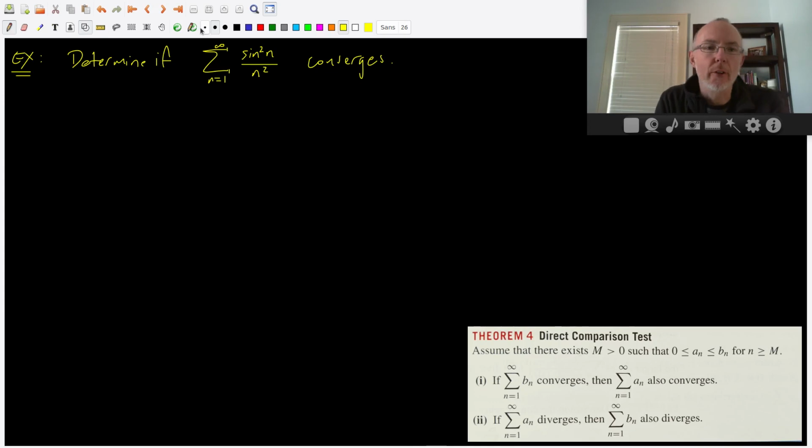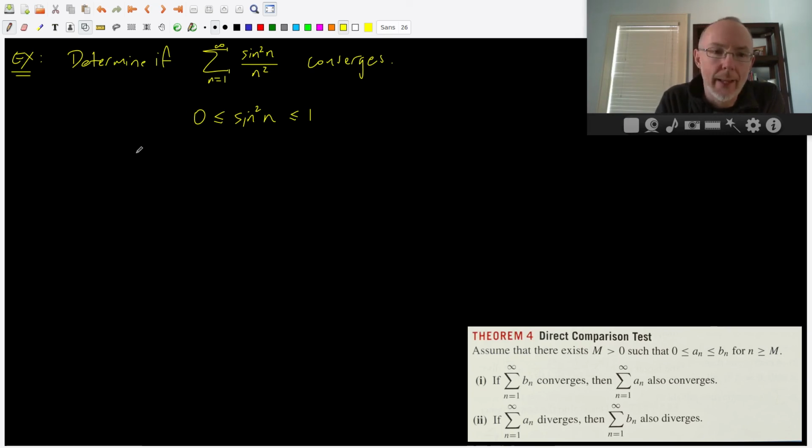All right, so our first example, we're going to look at this series of sine squared n over n squared, and we're going to ask if it converges. So what we need is something to compare with, and this is a bit of an art, thinking about where we're going to get a comparison. If I think about sine, I know that sine is between -1 and 1. So when I square it, I must get a value that's between 0 and 1, right? So sine squared of n has to be between 0 and 1 for every value of n.